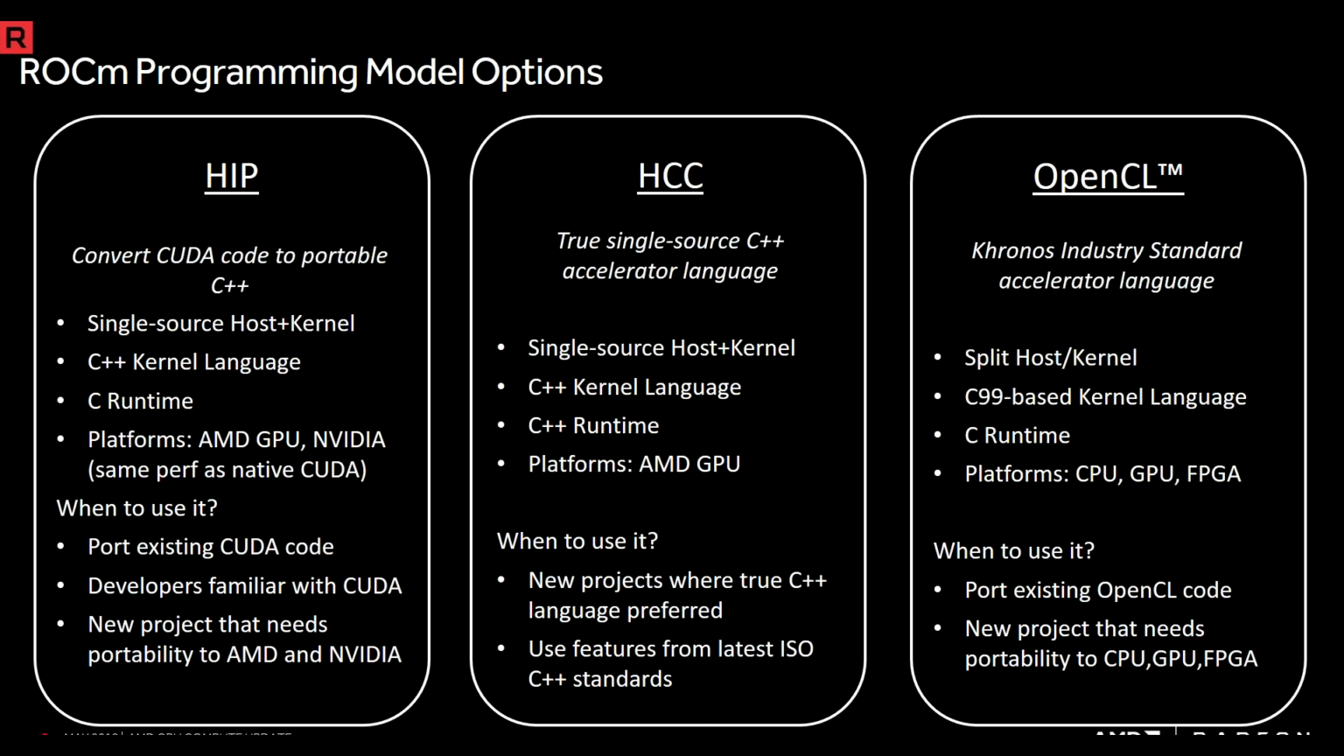It's a C99-based kernel language, and it supports CPUs, GPUs, FPGAs. A lot of code has already been written in OpenCL for CPUs, GPUs, and FPGAs. So we support all three on our ROCm stack, and if you have any applications written in any of these three, they run seamlessly on our platforms. When I say AMD platforms, we have AMD CPUs and AMD GPUs. We can use it for both.